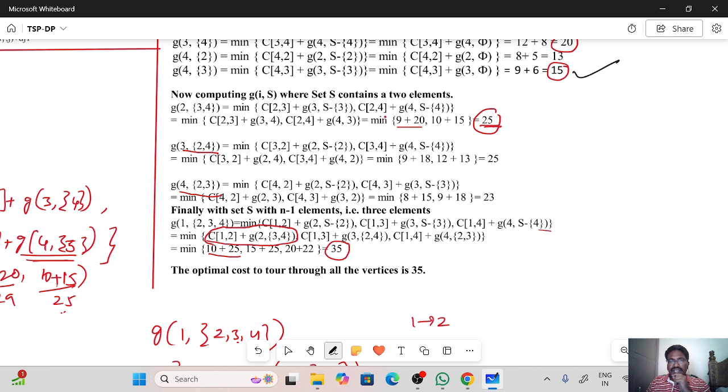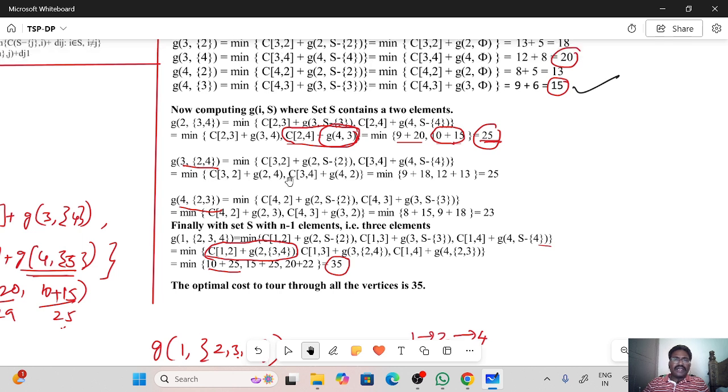9 plus 20 is 29, 10 plus 15 is 25. Which equation gives us this? The second equation. What is the second equation? This one. What is that? The path 2 to 4, since 1 to 2 you already reached. Now, 2 to 4 you go with. 2 to 4 I reach. The next will be given by this equation. What is that? G of 4 comma {3}. So, go with G of 4 comma {3}. What is the value? This one. 15. 15 is given by which equation? Only one equation, that is c of 4 3.